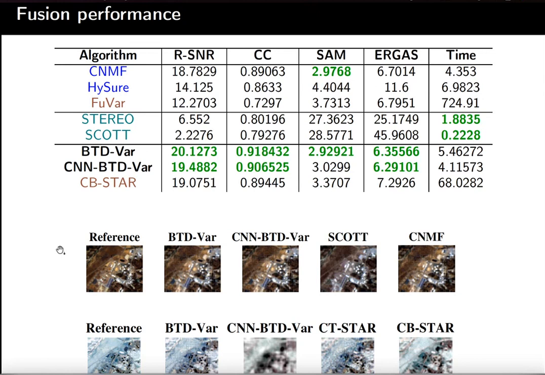In the figures below, I show some reconstructed spectral bands of the super resolution image and the tensor variability, just to give some idea that the proposed approach performs well visually.